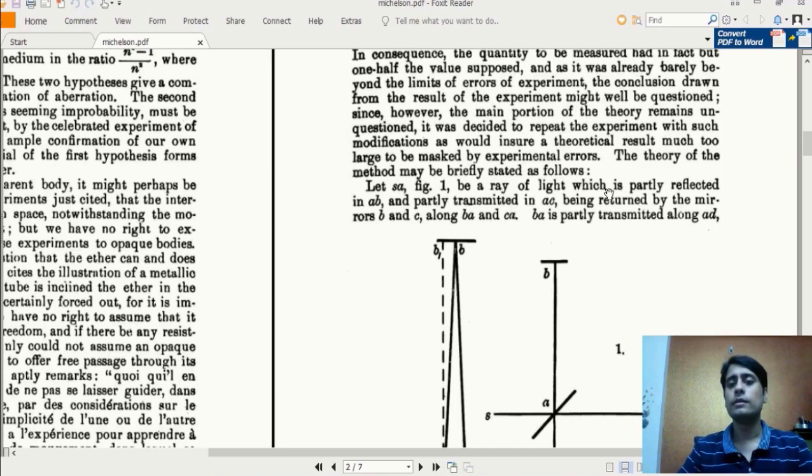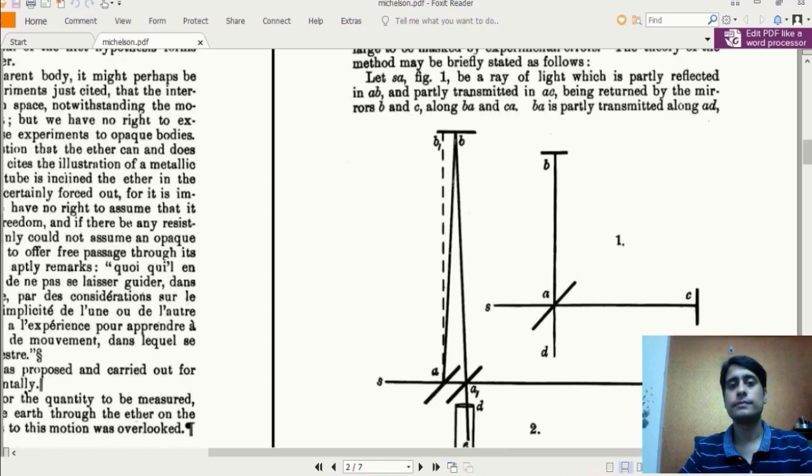The theory of the method may be briefly stated as follows. So let's see what the theory says. Let SA, this is figure 1, be a ray of light which is partly reflected. This light ray comes on a glass, a parallel glass slab, in which the two faces are parallel to each other. So the light ray can transmit through this glass, or it can get reflected by the glass slab. The reflected part is AB and the partly transmitted part is AC, being returned by the mirrors B and C along BA and CA.